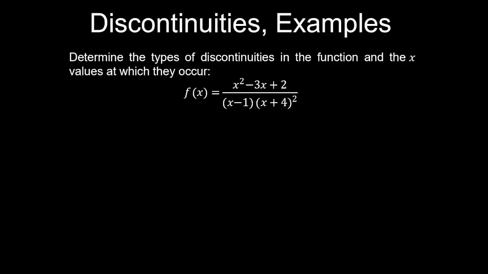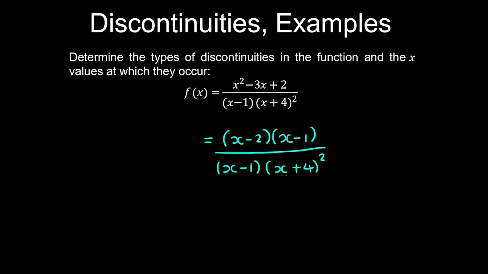Let's determine the types of discontinuities in the function and the x values at which they occur. So first we should try to factorize where possible. So because we have a quadratic, we can try to factorize the numerator. Now we may recognize that we can cancel out the x minus 1, so therefore at x equals 1, we have a removable discontinuity. And at x equals minus 4, the function's unbounded, so we have an essential discontinuity, or an asymptote.